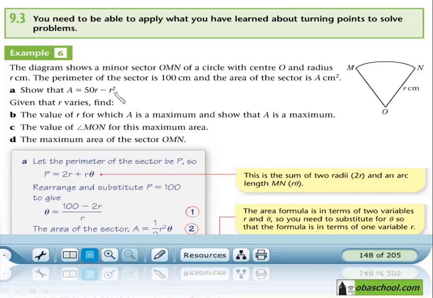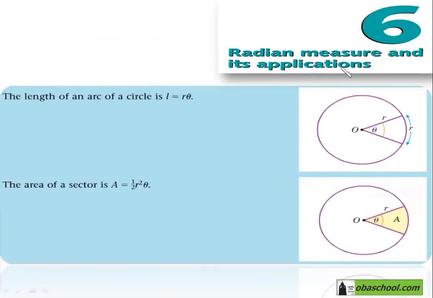Remember that because we have an area and a sector, then you should keep in mind the following. Radian measure and its applications. The formula of the area is half R squared theta, where theta is the angle inside the sector. And the length of the arc is r theta. Of course, we are going to use the differentiation. However, you should keep in mind these rules.